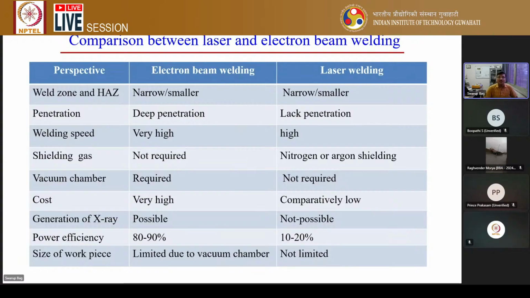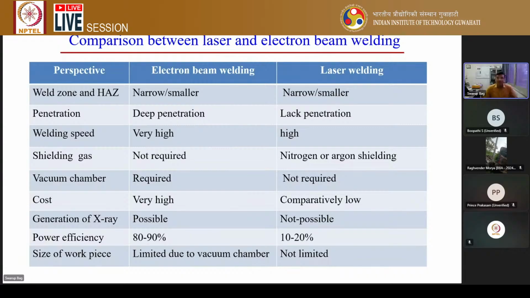Shielding gas: in electron beam welding, it is not required because it performs under the vacuum, but laser welding can use nitrogen or argon shielding gas. Vacuum chamber: in case of the electron beam, it is mandatory, but that is not required in case of the laser welding system. Cost: definitely, electron beam welding system cost is very, very high as compared to the laser welding system.